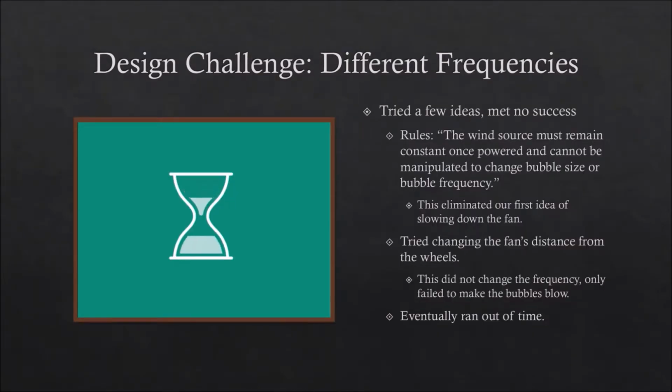We spent a long time trying to figure out how to solve the problem of different frequencies. This proved to be much more difficult than expected. Our first idea was to slow down the fan, but in the rules we cannot change the speed of the fan. We thought that we should just adjust the distance of the fan from the wheels. When we tried this, the machine didn't blow out the bubbles. So eventually, we ran out of time and decided that we would have to skip this final challenge.